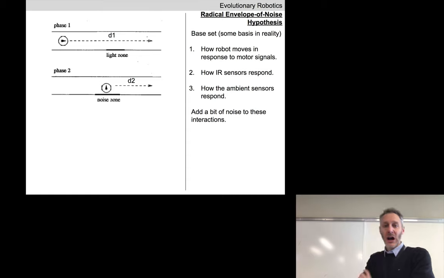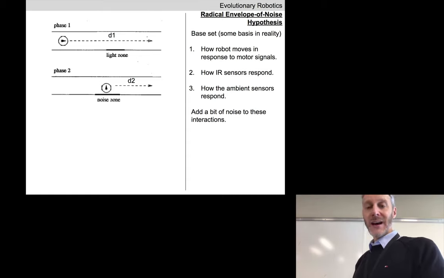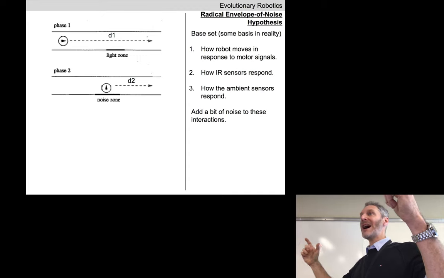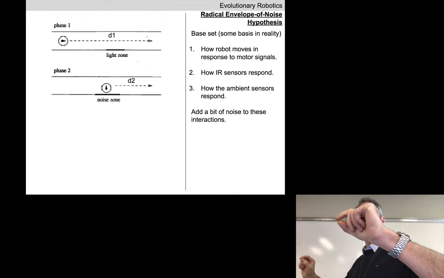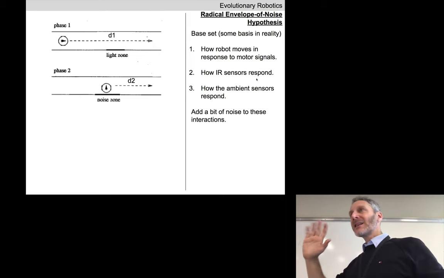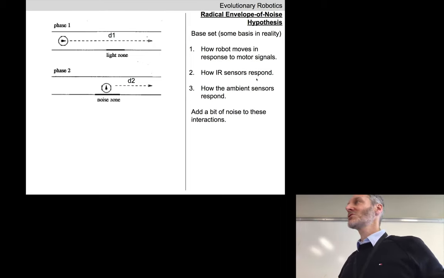Okay. So here's the base set. So here are some various phenomena that are more or less one-to-one between simulation and reality, which is how the robot moves in response to the motor signals. So if both left and right motors are sending out high values, the robot is moving forward. X and Y is going to be very different at the next time step. Kind of how the infrared sensors respond. They put a little bit of effort into getting this right. And how the ambient sensors respond.